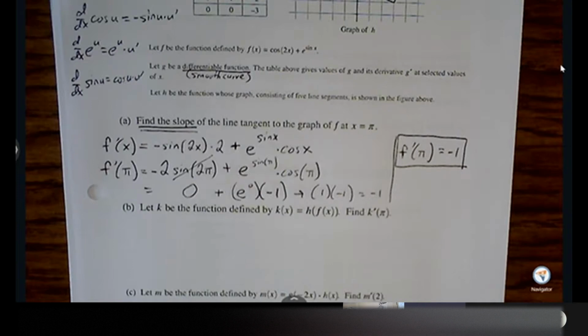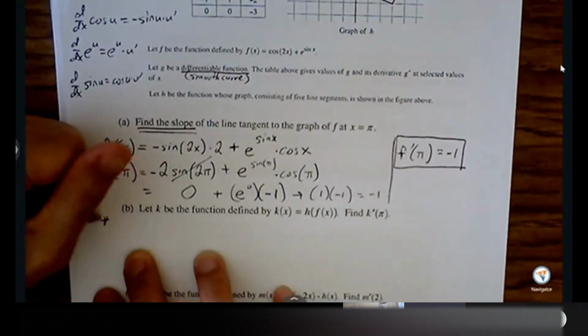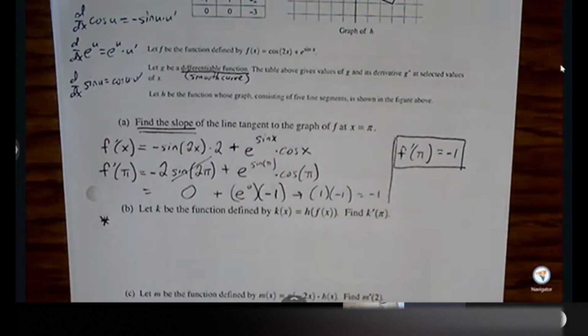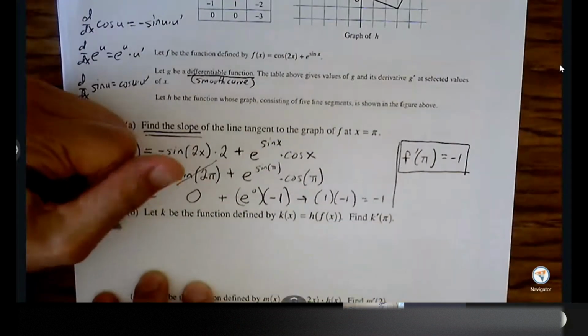Part B, let k be the function defined by k of x. Find the derivative at pi. First things first, this is also asking for slope, but we have to find the derivative first before we can involve the slope. So what's involved here to find the derivative of that function? Is that chain rule? Yeah, this one is chain rule. There's an f of x inside h of x. This is a function within a function, so we have to apply chain rule.